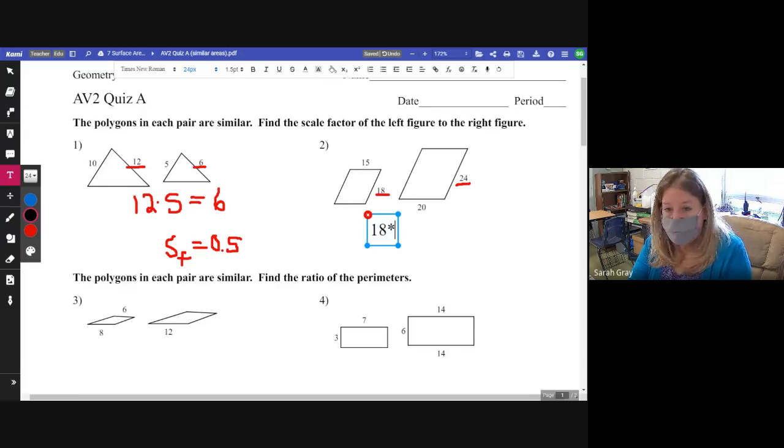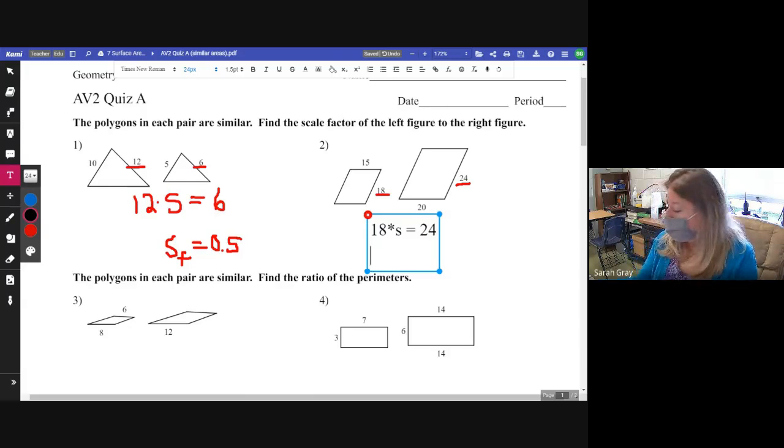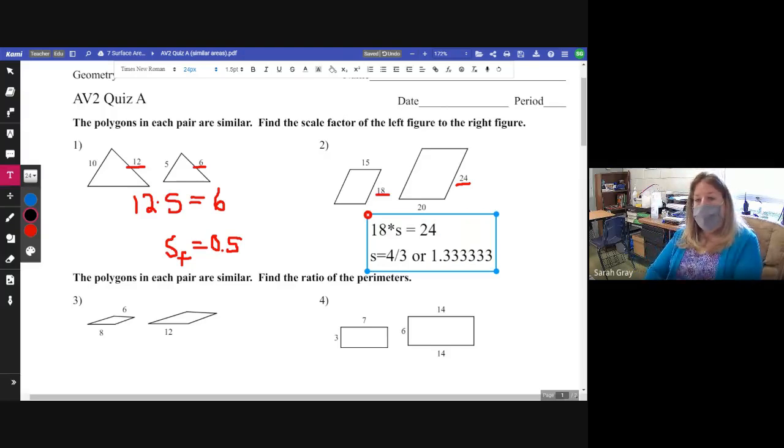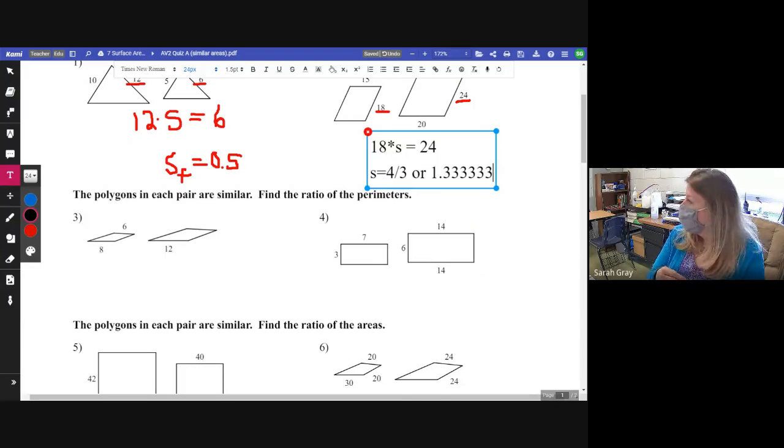So 18 times something equals 24. 24 divided by 18 is 1.3 repeating, and as a fraction, 4/3. So my scale factor in this case is 4/3. I would take 1.3 repeating also. The shape got bigger. That's why the scale factor there is larger than 1.